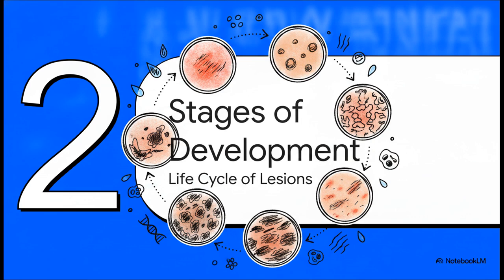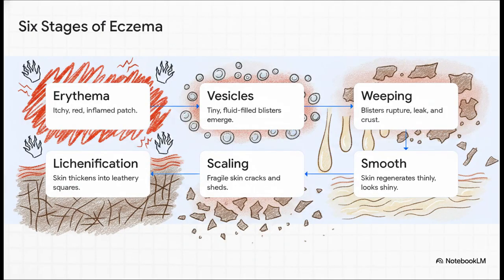Moving on to Section 2, the 6 stages of development. We're going to look at the actual life cycle of an eczema lesion. It is so incredibly fascinating how systematically these things escalate. Now, in the real world, these stages can kind of overlap, but clinically, they follow a very specific path.